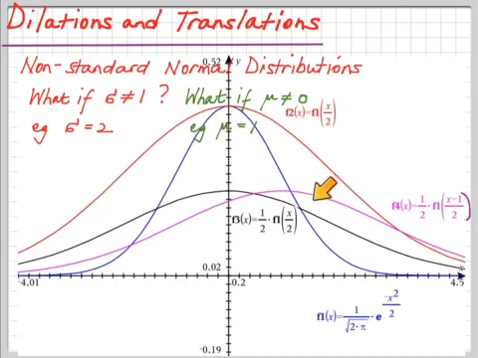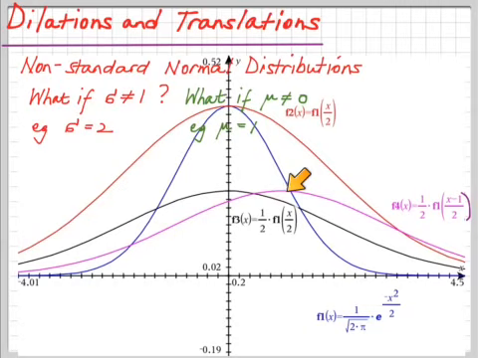This is the black one, which is half the height of the red one, which gets us back into PDF land again. Okay, but still with a standard deviation of 2. And this pinky one here is translated. It's the black one, but translated over by 1 unit to the right.